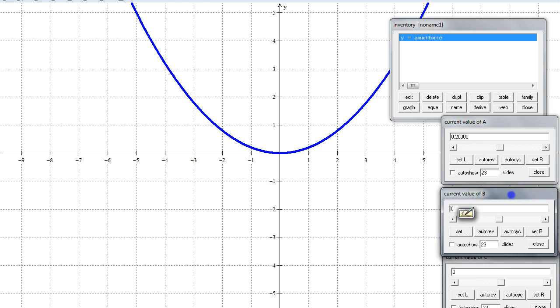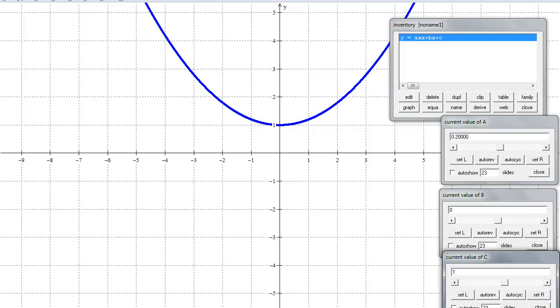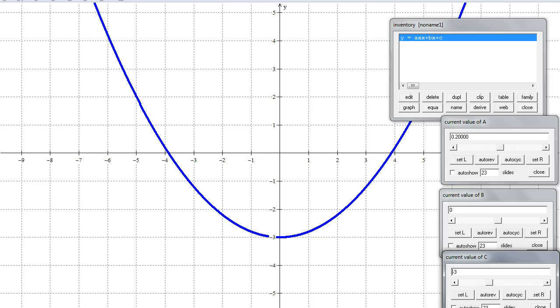All right, so I'm going to keep a at 0.2. Look what happens if I change the value of c. Right now, my c is 0. C turns out to be your y-intercept, just like the y-intercept of a line. If I change c to 1, guess what's going to happen? Yeah, it's going to go up to 1. Isn't that nice? What if I change c to negative 3? It's going to go down to negative 3.